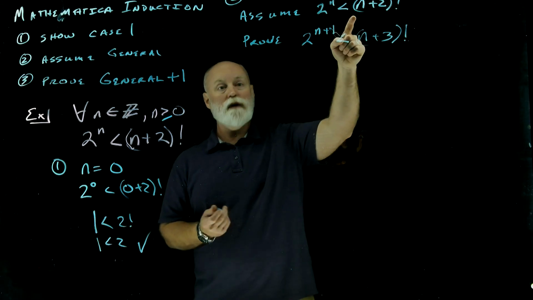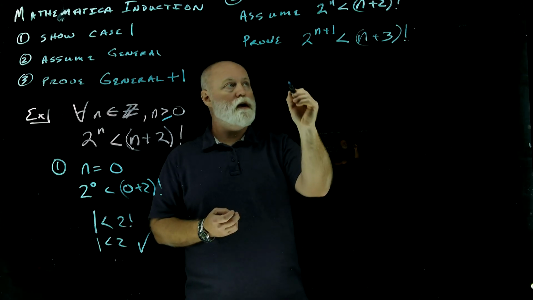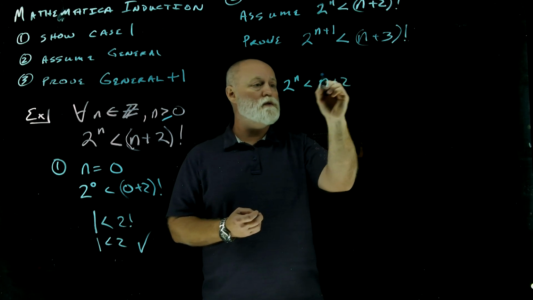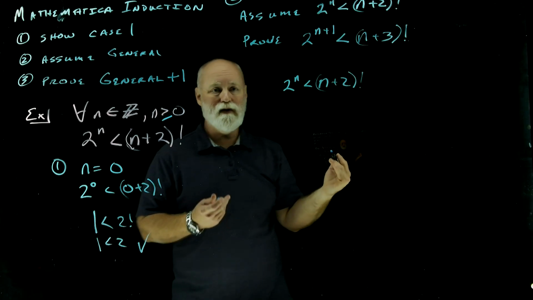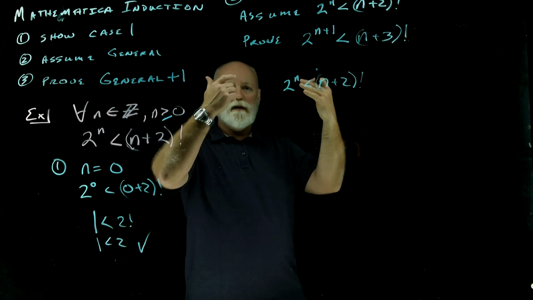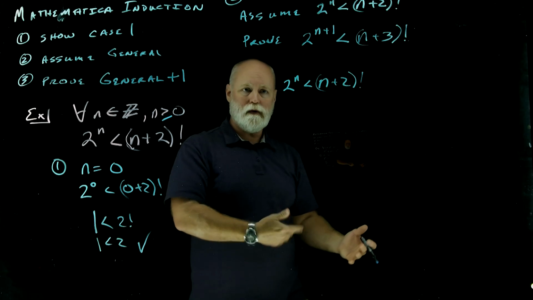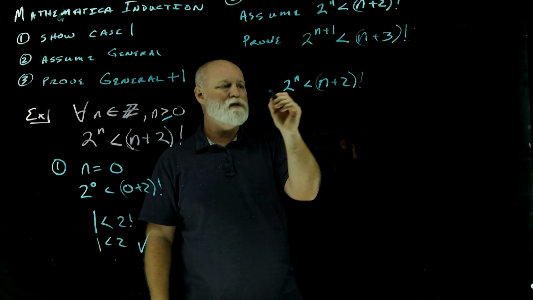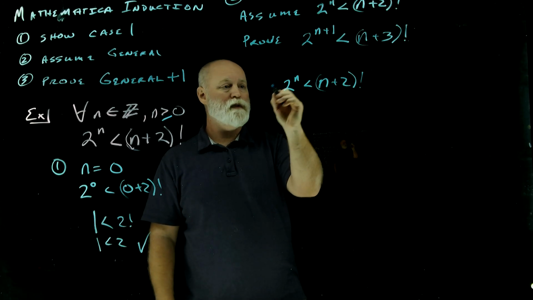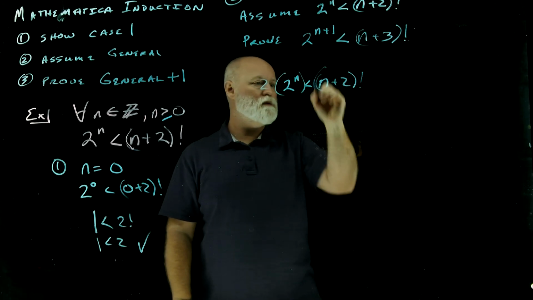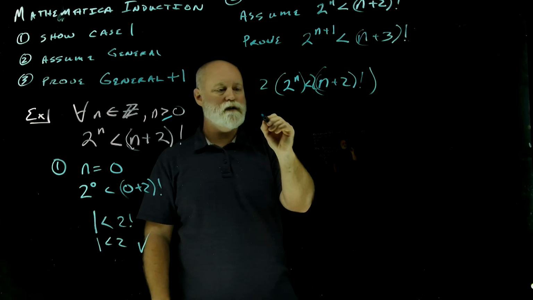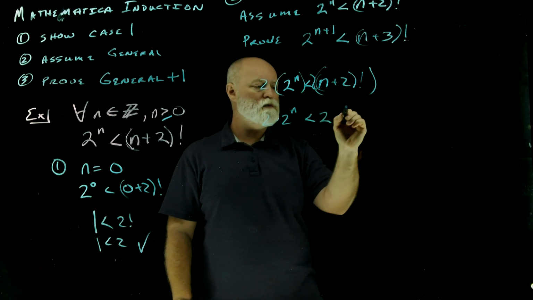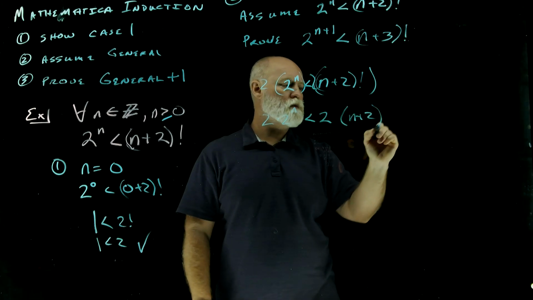Well, I assumed I have something that's true, right? So I have 2 to the n is less than n plus 2 factorial. That's something I'm assuming to be true, keeping in mind that anything I do after this will fall apart if this initial statement was false. So I'm going to multiply both sides by 2. I get 2 times 2 to the n is less than 2 times n plus 2 factorial.